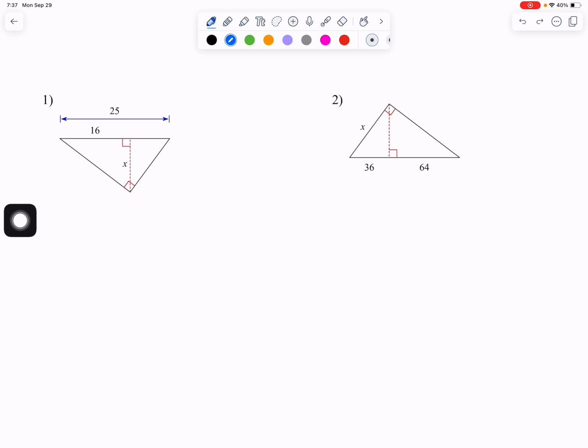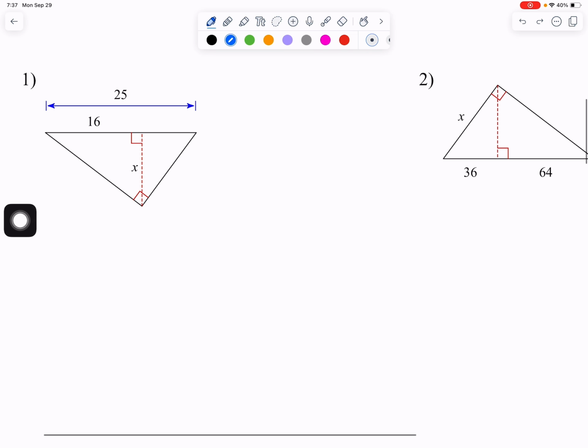Here's what I'm going to really work on with you. First of all, we know that this entire side length originally was 25 until our altitude came and split it into two sides, one being 16, the other being, great job, 9. How did we get to 9? 25 minus 16 gave us 9.